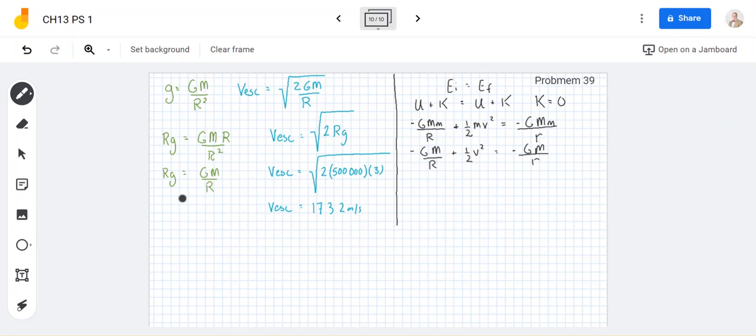And now I've got to flash back over here. I'm looking for this term right here. It's GM over big R. I have that right here. So I'm going to substitute in my Rg here. Don't forget to make it negative.